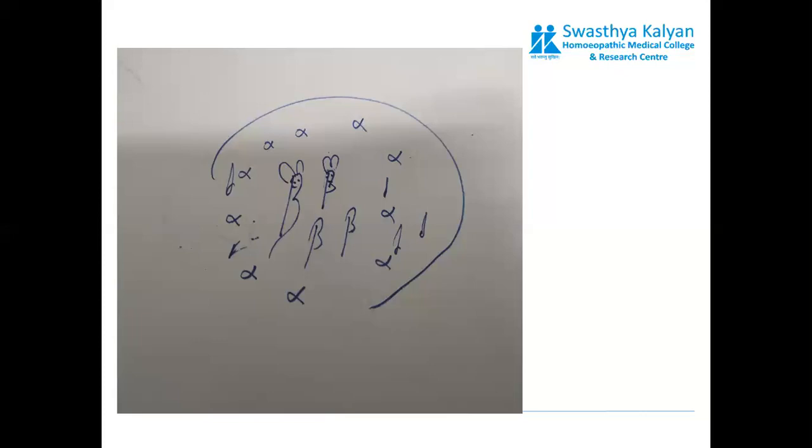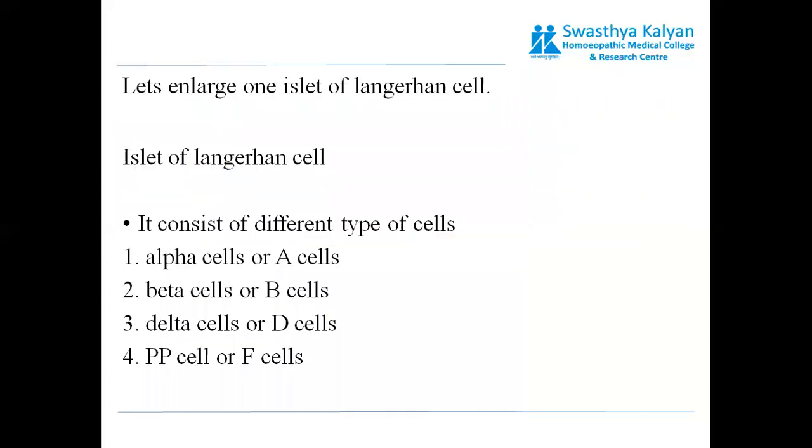Number one is alpha cells or A cells. Number 2, beta cells or B cells. Number 3 is delta cells, or we can say D cells. Number 4 is PP cells, or we can call it F cells. So it consists of 4 different types of cells.